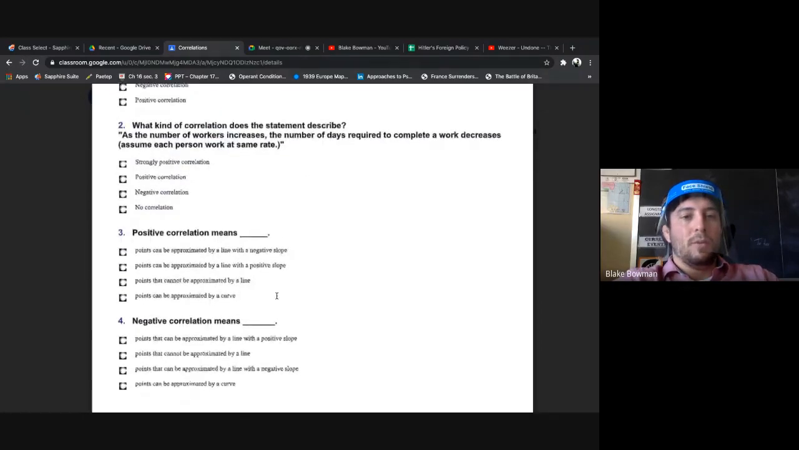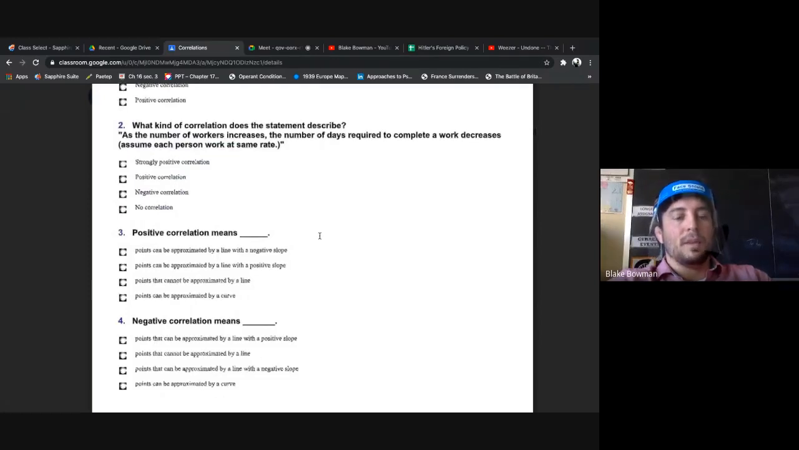Two, what kind of correlation does the statement describe? As the number of workers increases, the number of days required to complete a work decreases. Assume each person works at the same rate. Michaela? Negative. Yep, good job. Depending on whether you have them on the X or Y axis, as the number of workers increases, the number of days required decreases, so we can see that as a negative correlation.